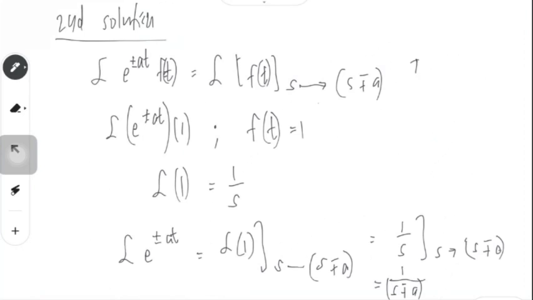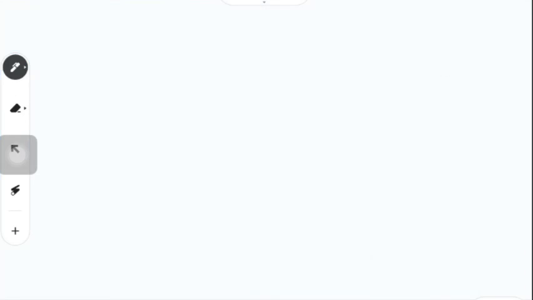This is theorem number 2. Yung iba, i-derive ninyo, ano? Now, let's have the inverse Laplace transform.